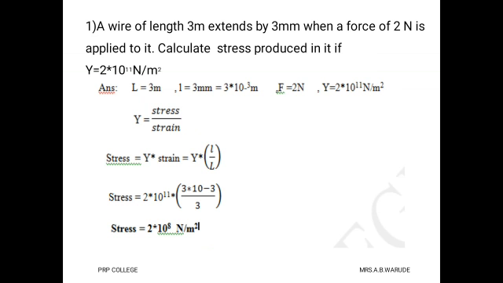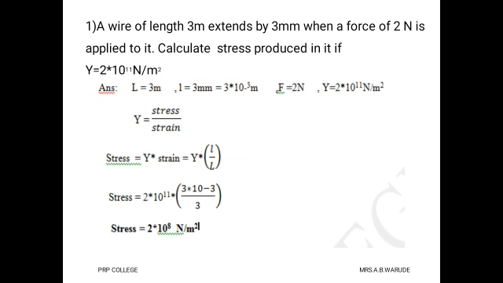Now we solve some examples on these points, that is Young's modulus, stress and strain. First example: a wire of length 3 meter extends by 3 millimeter when a force of 2 Newton is applied to it. Calculate the stress produced in it if Young's modulus is 2 into 10 raised to 11 Newton per meter square. First we write the given values from the numerical.